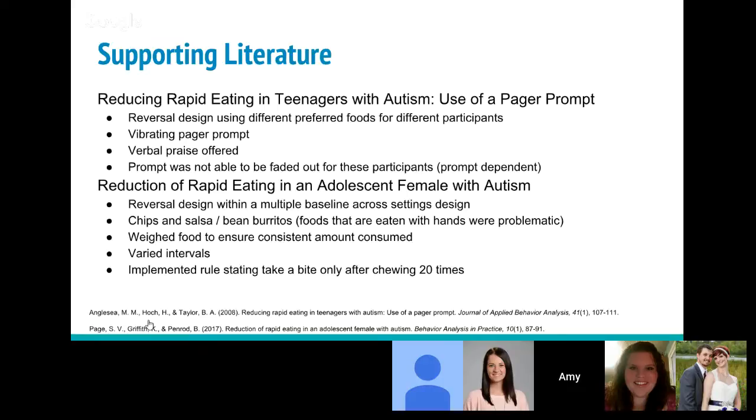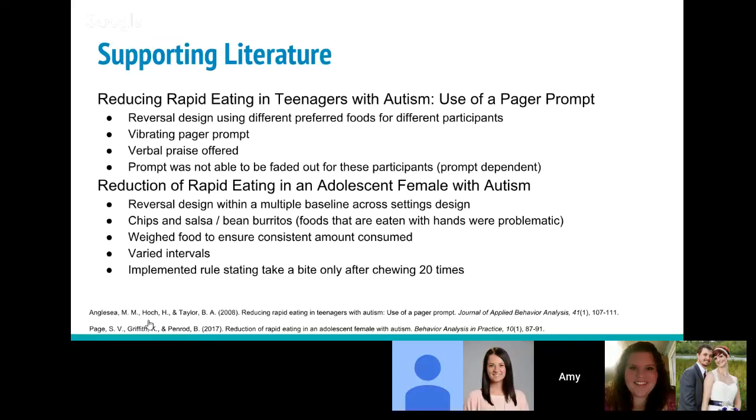They still used a vibrating pager prompt, but they also offered verbal praise, which we did not do in our replication of our study. And with their results, they found that their prompt was not able to be faded out, so the participants became prompt dependent and would not slow their rapid eating without the vibrating pager prompt.